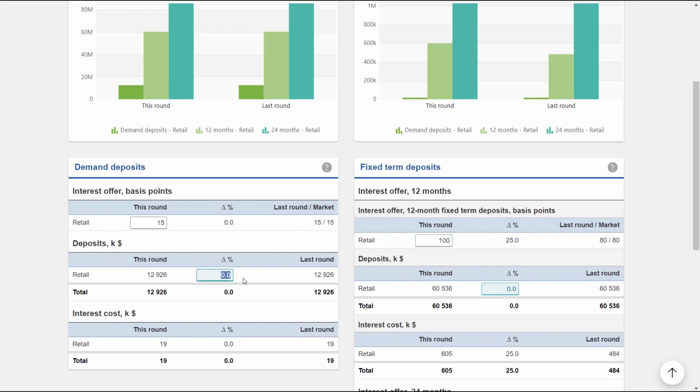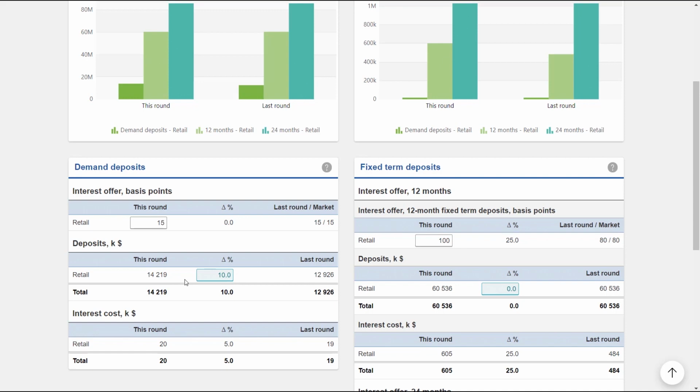And here I then make an estimation about how much my balance is going to grow for this particular deposit. Last round I had a little bit less than 13 million in deposits. If I'm estimating that I'm going to get more deposits this round, then I just say, for example, 10% my balance sheet is going to grow for this round, and the amount of deposits that I then estimate to have here is money that I have available when I start giving loans and credits to my customers.